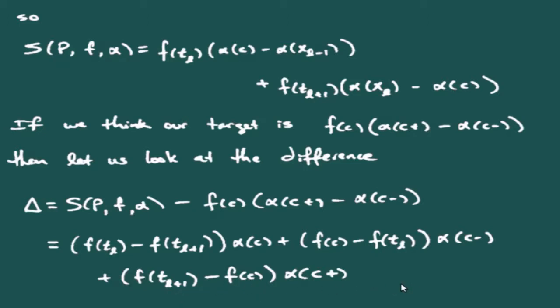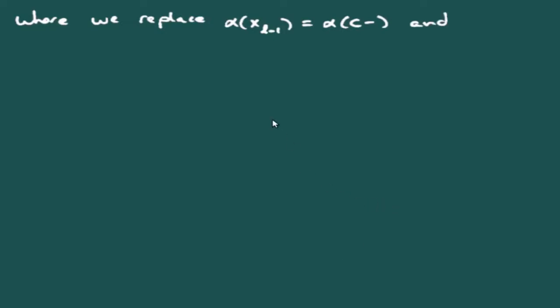Now, when we do that, since our values are just constant to the left, we can replace alpha of x sub L minus 1 with the limit as alpha approaches c from the left, and alpha of x sub L plus 1 with the limit as alpha approaches c from the right.